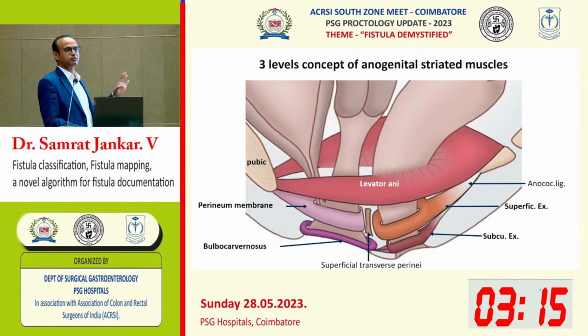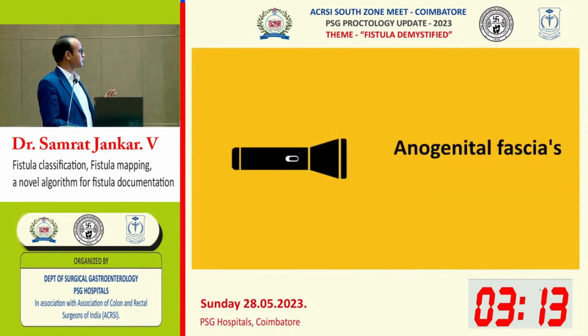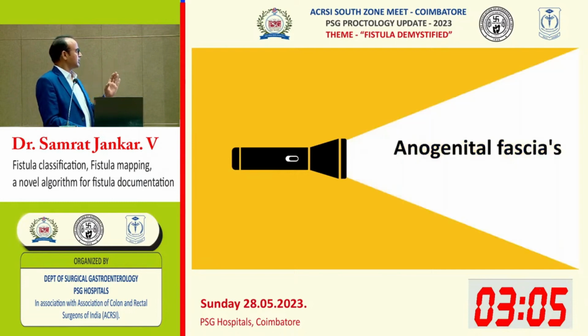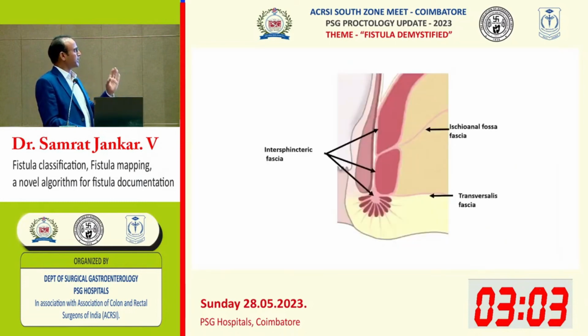Last is you can cut without any fear, that is a subcutaneous external sphincter. Coming to the next concept about the perianum is anal fascia. Anal fascia is also very important to understand the pattern. If it is coming to anal fascia, there is something called intersphincteric fascia, we all know. There is a fascia in the intersphincteric space.